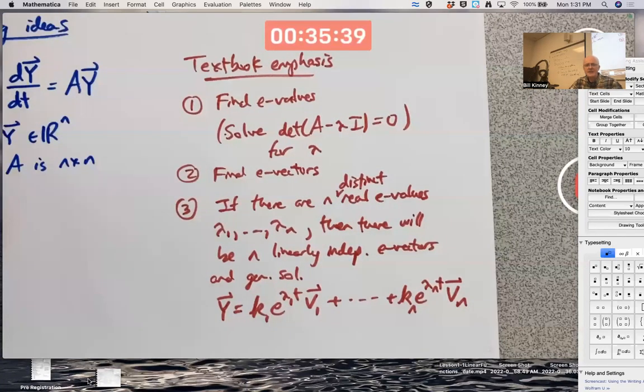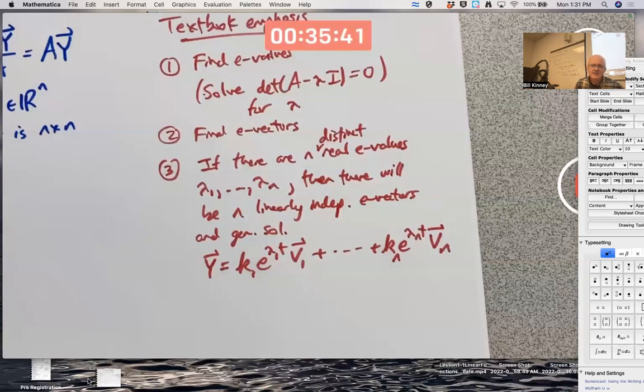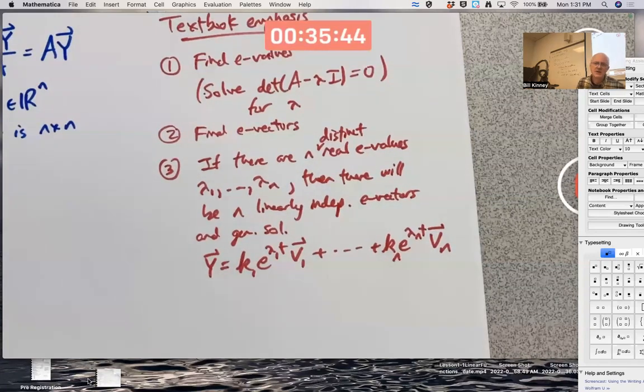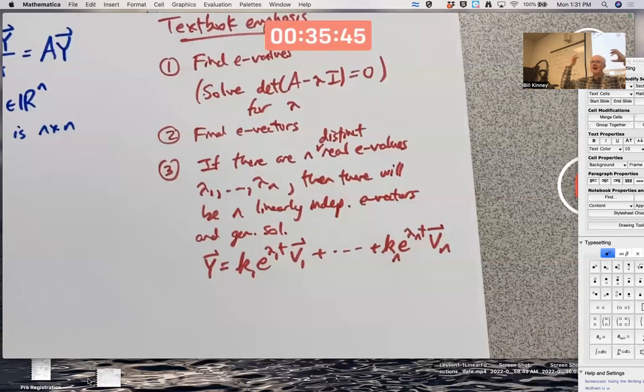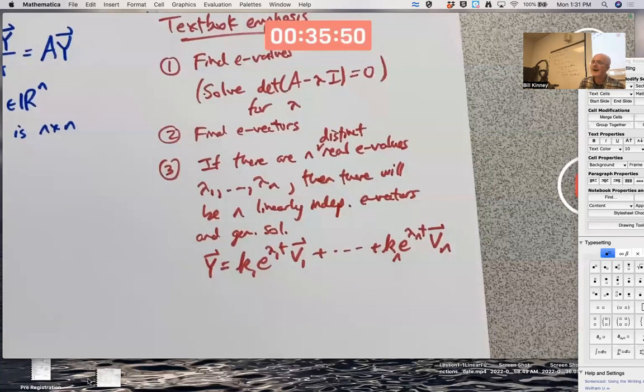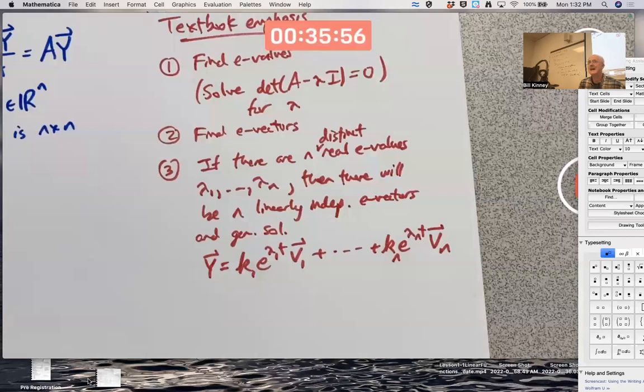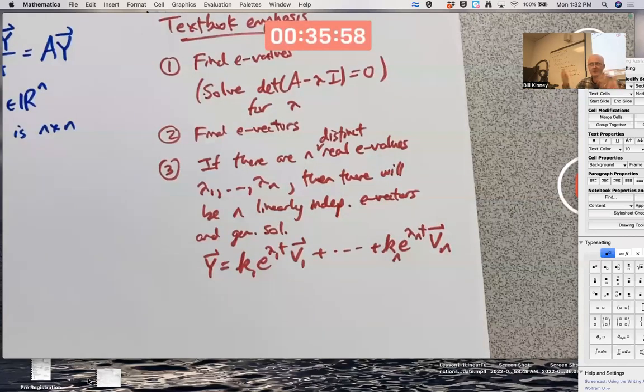If all those lambdas are negative, then the origin for this n-dimensional system will be some sort of higher dimensional sink, real sink. If all those lambdas are positive, then the origin will be some sort of higher dimensional source. If at least one eigenvalue is negative and one's positive, then it's some sort of higher dimensional saddle point. It's hard to visualize, except when n is 2 or 3.